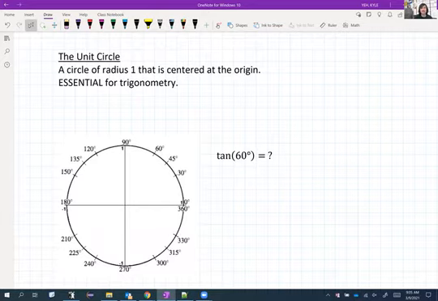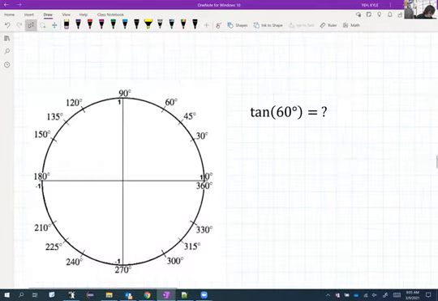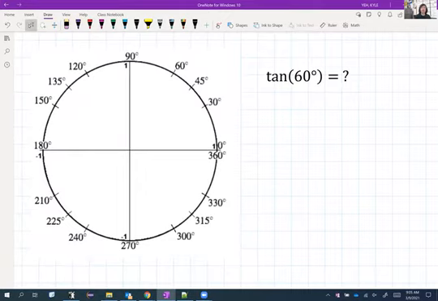So radius 1 centered at the origin, and pretty much everything that we talk about in trigonometry from here on out is going to be based on this. So we're going to use this unit circle to figure out what tan of 60 degrees is. How? It's just a circle. I see 60 degrees there, that's great. And I'll try to actually hit 60, but if I'm a little bit off, you know about where I am. So 60 is right there. What is tangent of that?